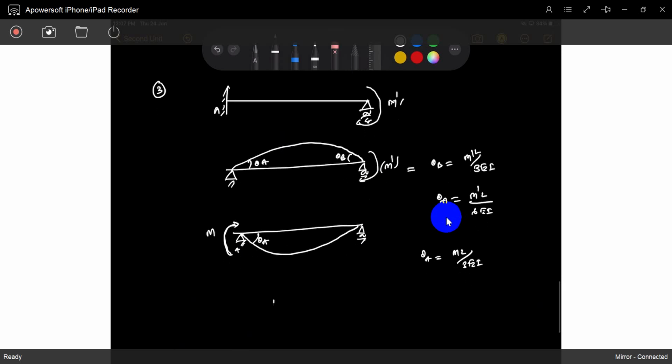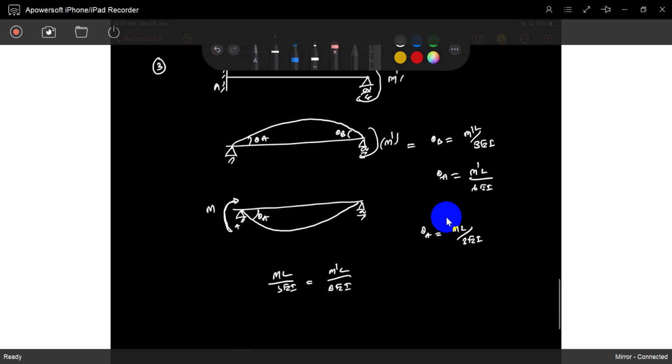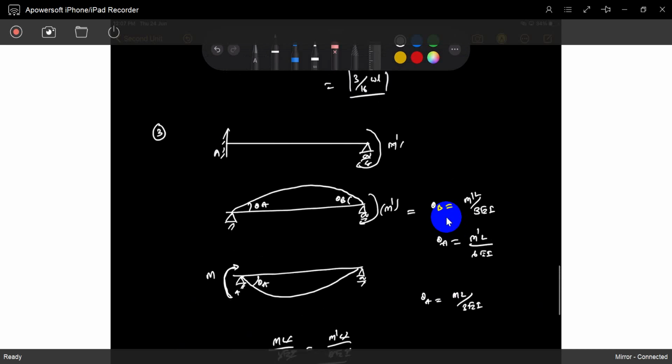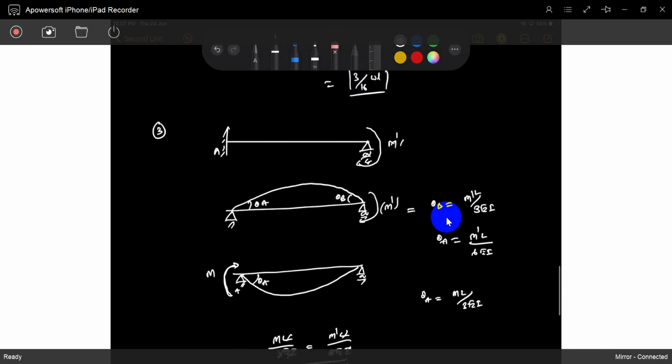So see it, both are equal. ML by 3A is equal to M dash L by 6A. So what is M? M is M dash by 2. So get it, na? M dash by 2 in the direction we assumed. If you apply M at one end, half of that moment goes to the fixed end. Are you understood? That's it. So you can solve any problem.